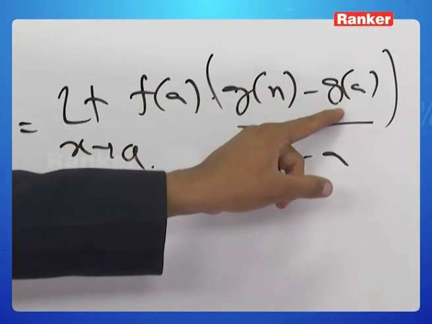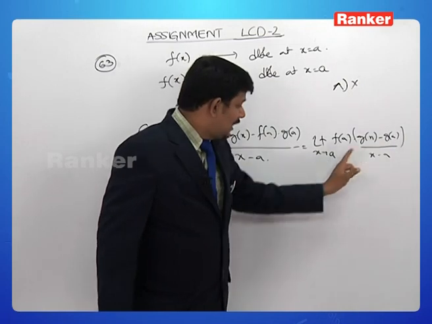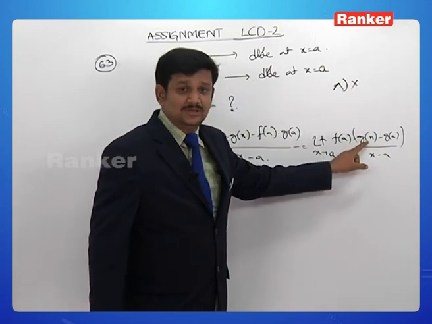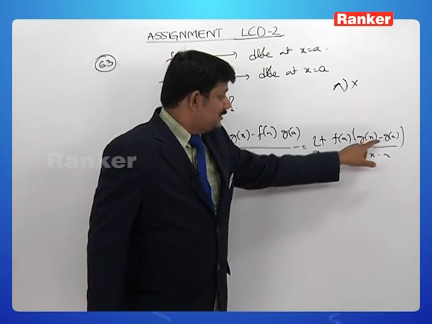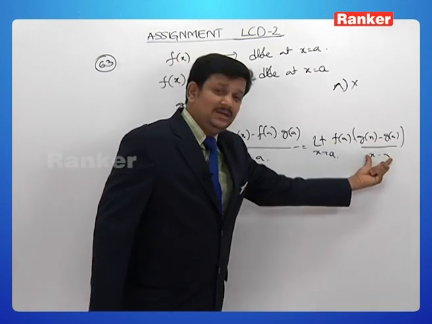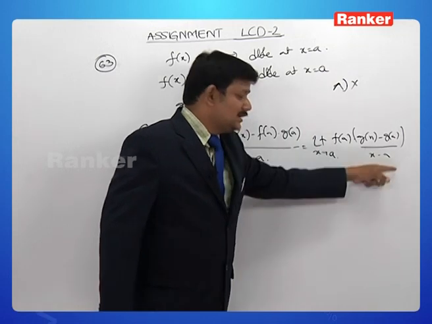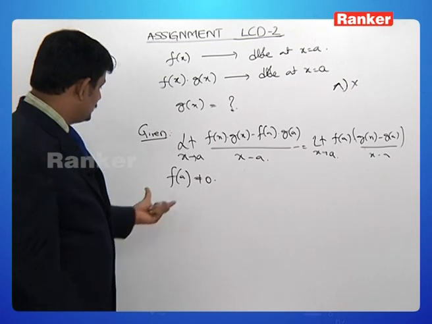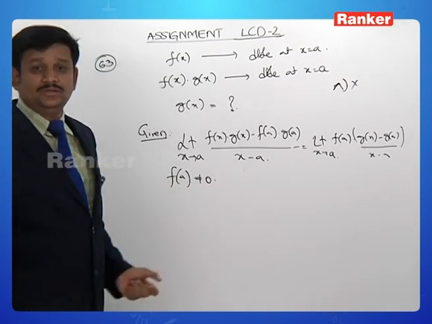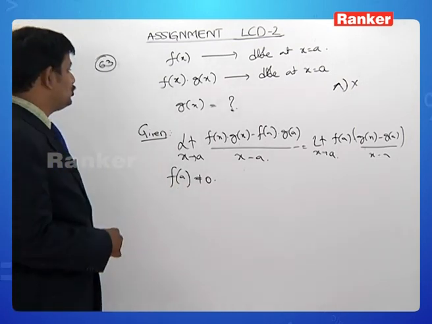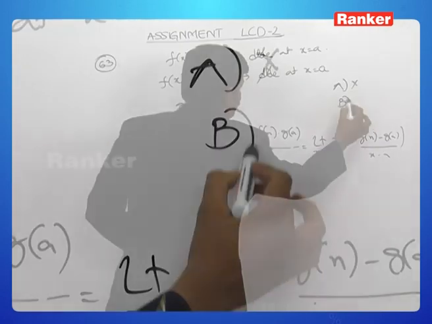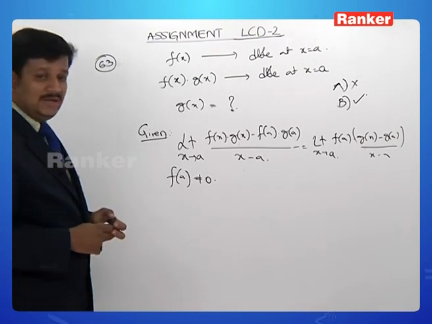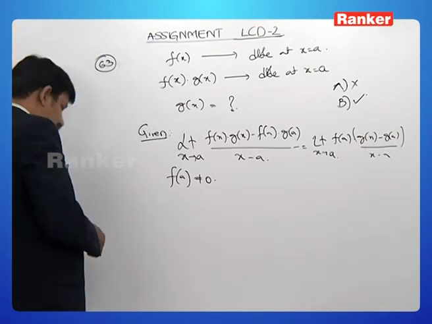g(x) is given to be different from g(a) as x tends to a because the function is discontinuous. g(x) is given to be discontinuous in option B. Once this is non-zero and this is tending to 0, for this limit to exist, it becomes a compulsion that f(a) has to be 0. So, our assumption that f(a) is not 0 is false. So, option B is true. If g(x) is discontinuous, it will be a compulsion that f(a) has to be 0.